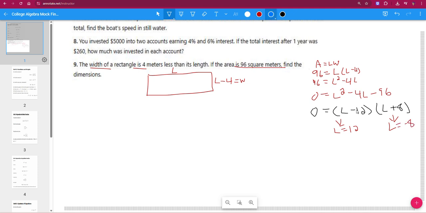So one thing I'll say here is where L is the length, right? So it doesn't make sense to have negative 8 meters for a length. 12 does, so we'll use that. So we'll say this is 12. And if this is 12 minus 4, then this has to be 8. So the length is 12, the width is 8.